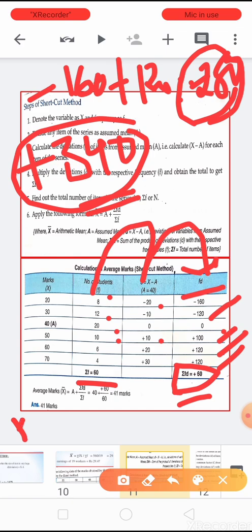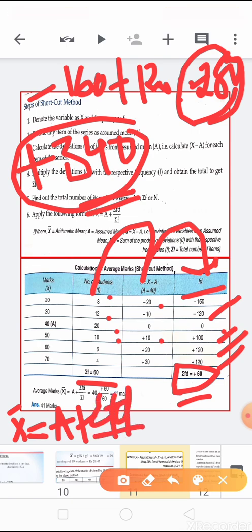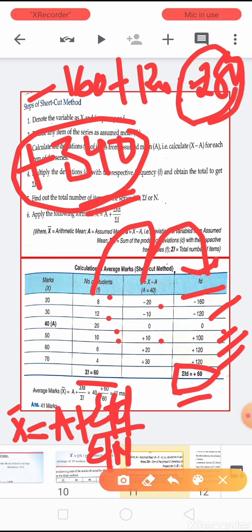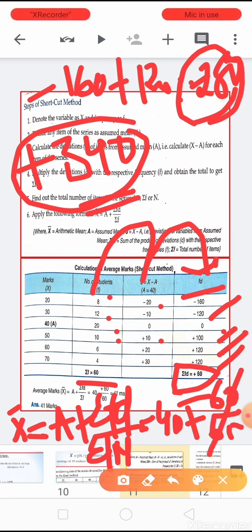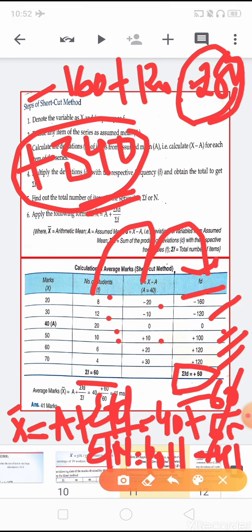Now the average marks, the arithmetic mean x bar, is to be calculated by applying the formula a plus sigma fd upon sigma f. This is the formula we are applying here. The assumed mean we have taken is 40, plus sigma fd is 60, divided by the summation of frequency, 60. So 60 divided by 60 equals 1, and 40 plus 1 is equal to 41. This is the way the arithmetic mean is calculated in discrete series through the shortcut method.